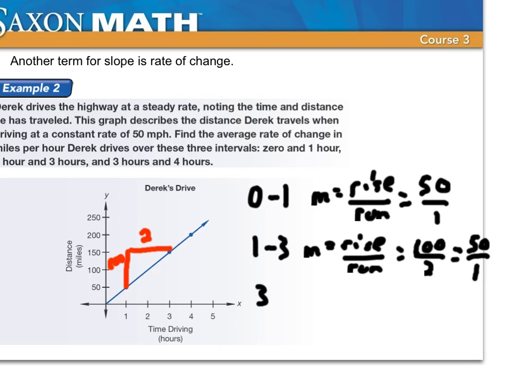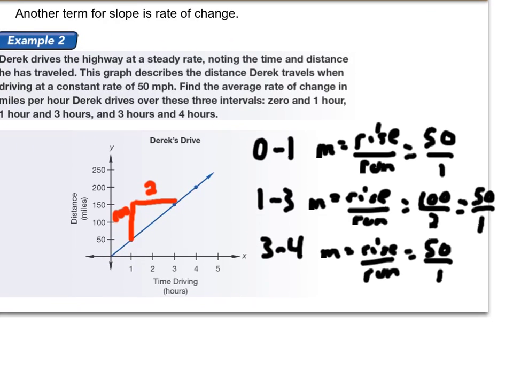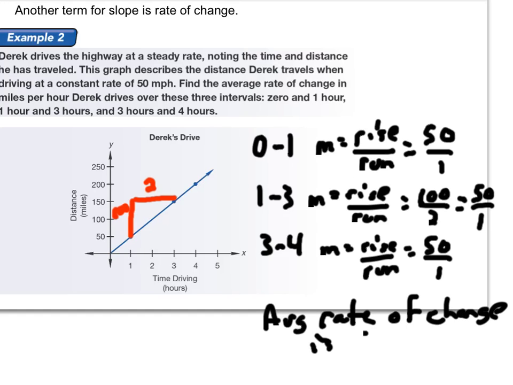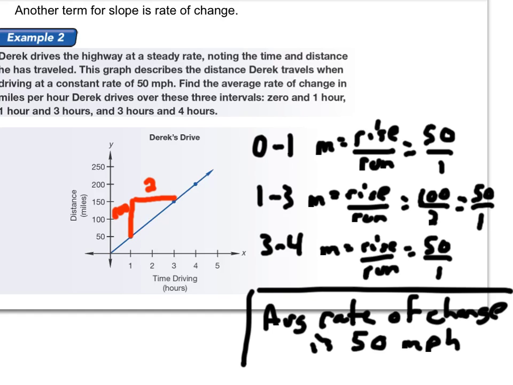Then from 3 hours to 4 hours, we get m equals rise over run. And from 3 hours to 4 hours, I'm going up 50 again and over 1. Okay, so my average rate of change every single time is 50 miles per 1 hour. So the average rate of change is 50 miles per hour in each one of those intervals.